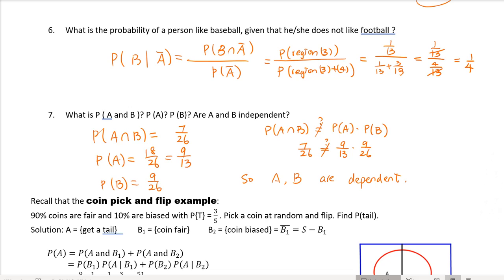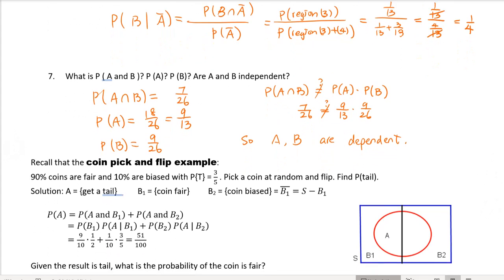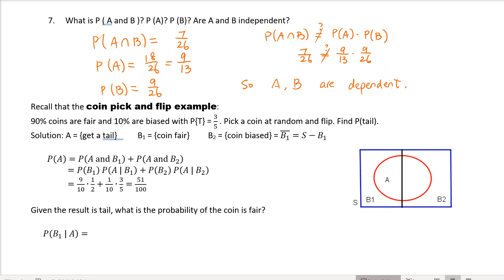We call that the coin pick and flip example. So remember last video, we have the pick a coin and flip. 90% of coins are fair, 10% of coins are biased, with probability of getting tail 3/5. Pick a coin at random and flip. Find the probability of getting tail.